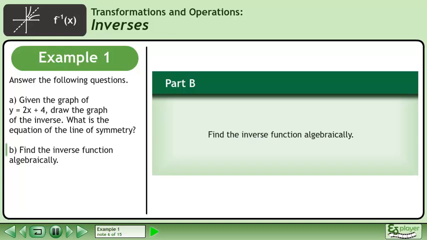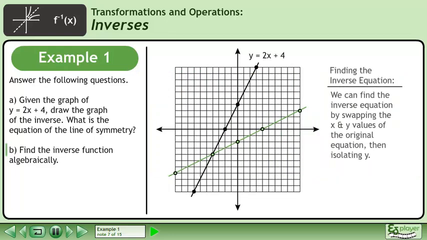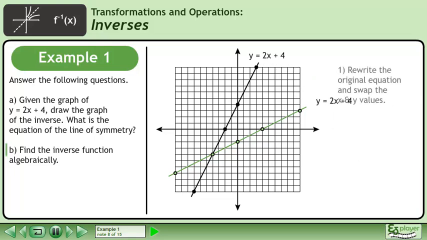In part B, we'll find the inverse function algebraically. We can find the inverse equation by swapping the x and y values of the original equation, then isolating y. Rewrite the original equation and swap the x and y values. This gives us the equation x equals 2y plus 4.